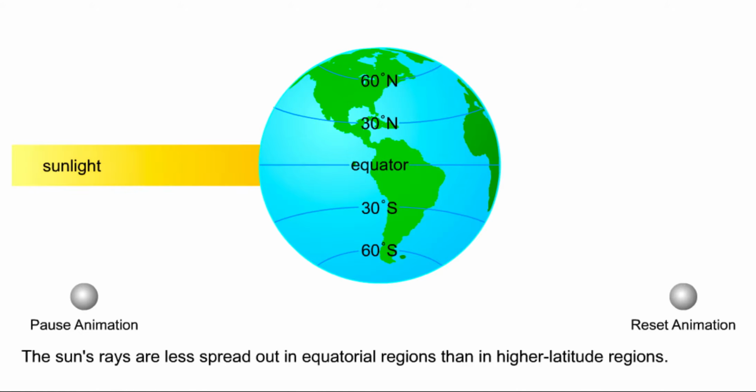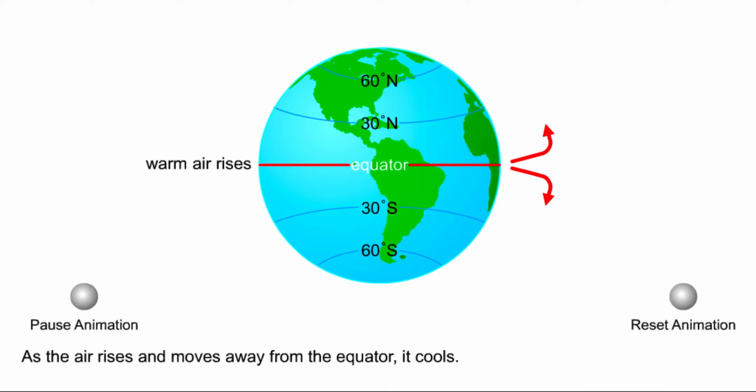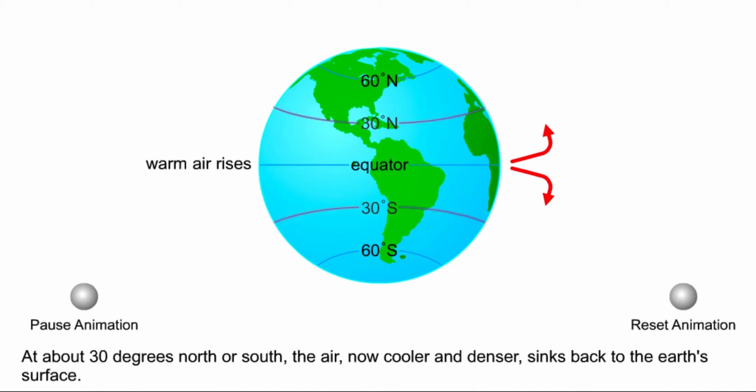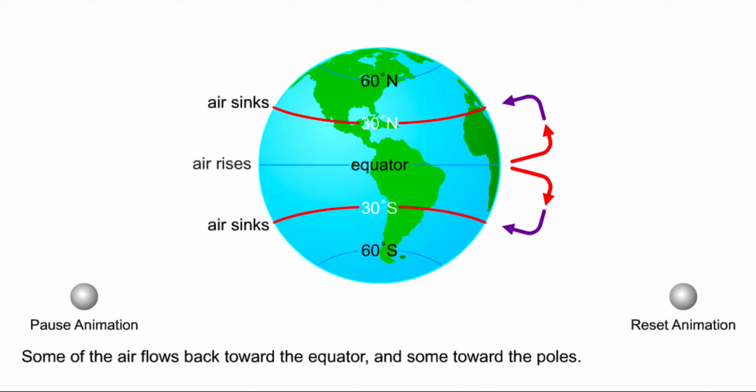The sun's rays are less spread out in equatorial regions than in higher latitude regions. At the equator, air near the Earth's surface is warmed, it expands, and it begins to rise. As the air rises and moves away from the equator, it cools. At about 30 degrees north or south, the air, now cooler and denser, sinks back to the Earth's surface. Some of the air flows back toward the equator, and some toward the poles.